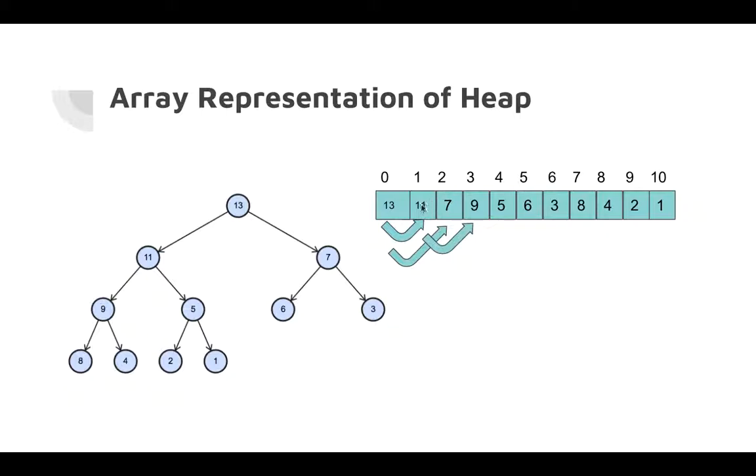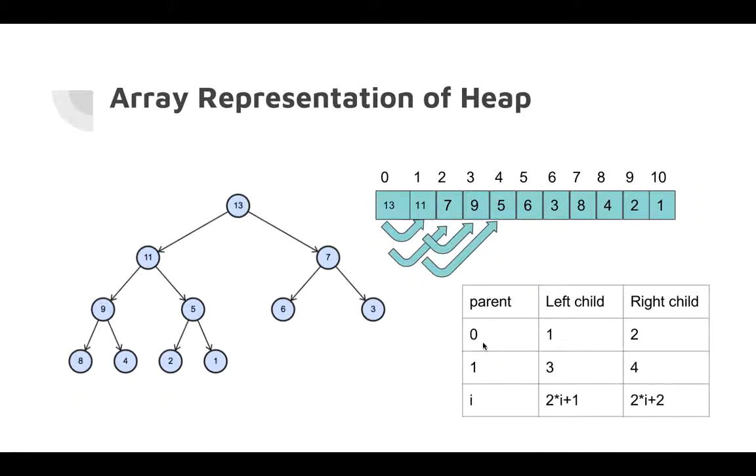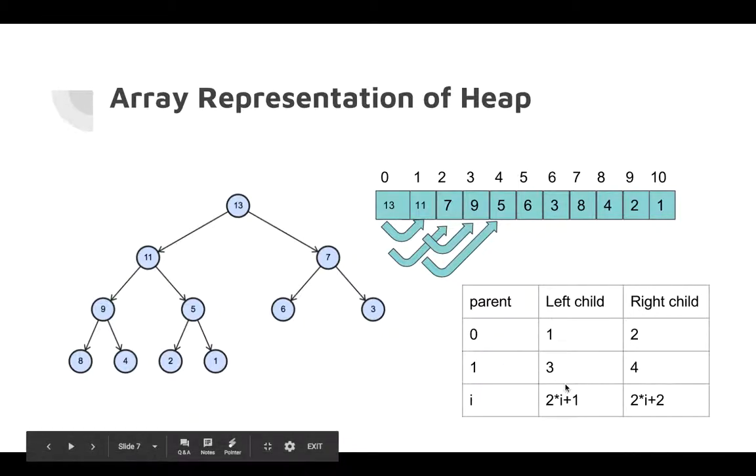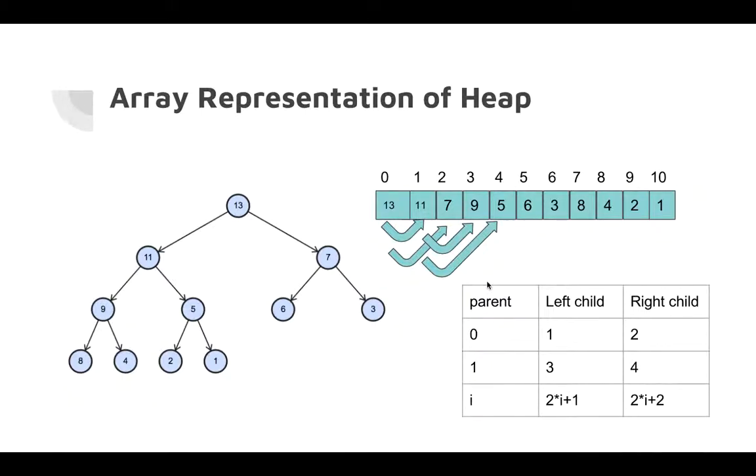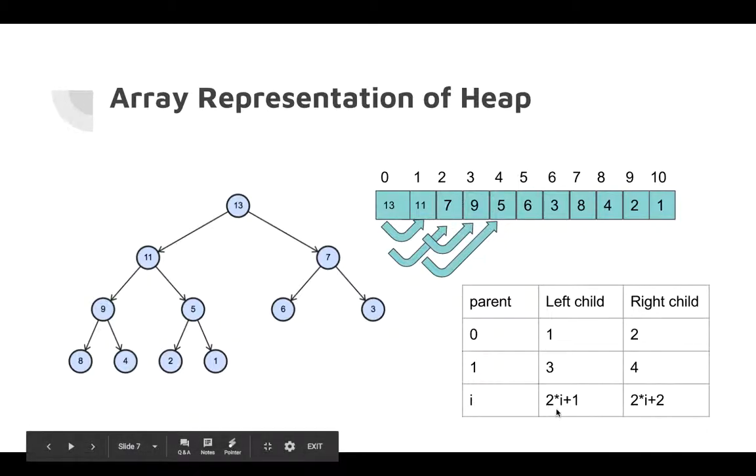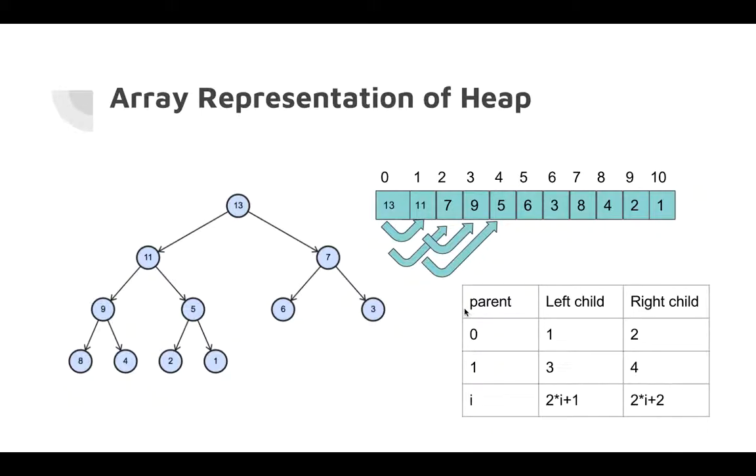Similarly, if we talk about 11, you can see that its children are 9 and 5, which are at index 3 and 4. So for index 1, its children are at index 3 and 4. So if I have a node at index I, then I can say that its left child will be at 2 star I plus 1, and right child will be at 2 star I plus 2. You can put any value in this formula and you will see that it holds this relation.